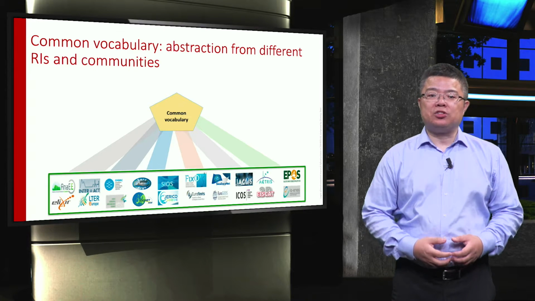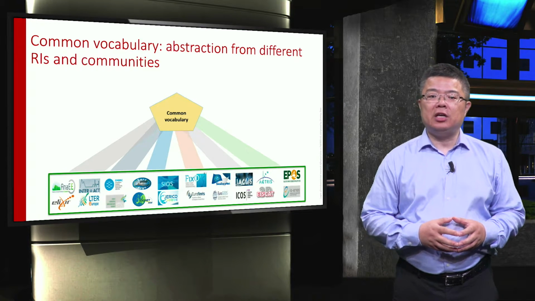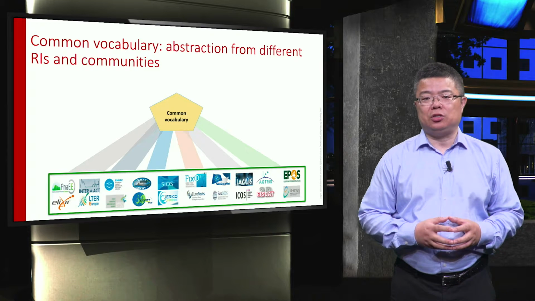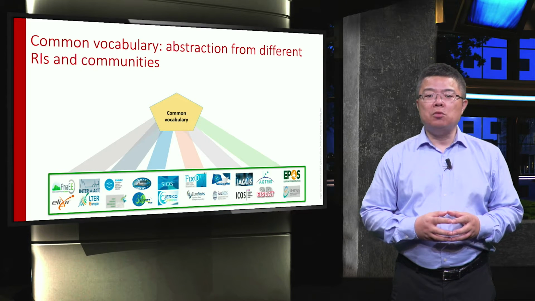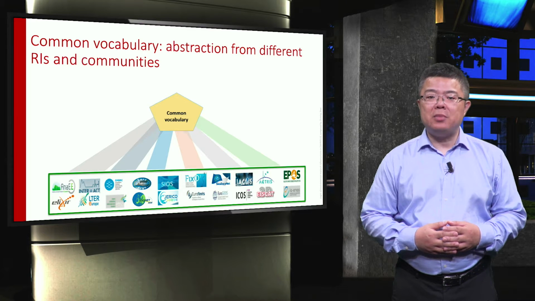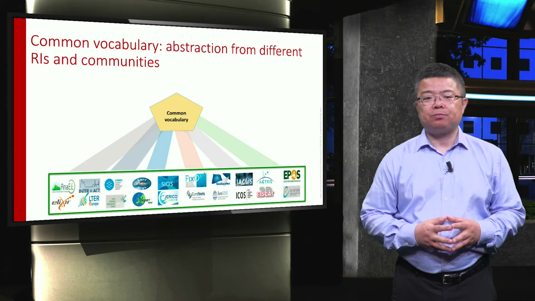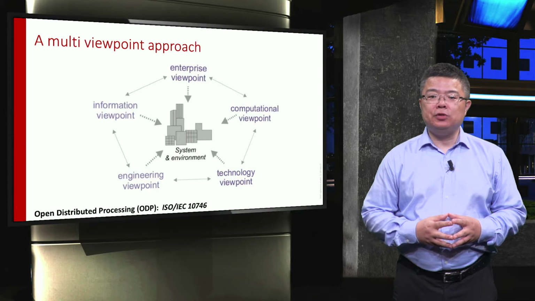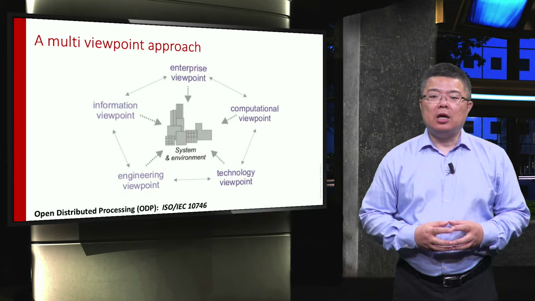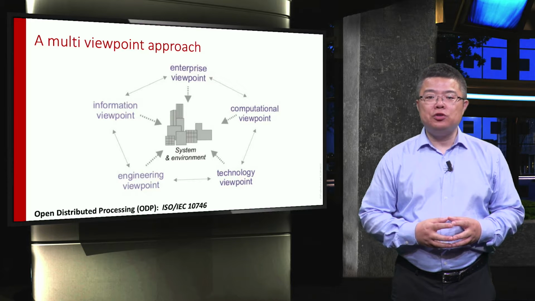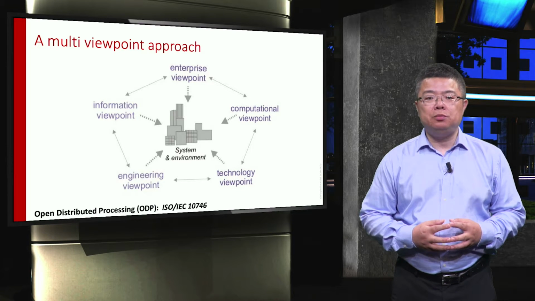The model abstracts the common characteristics identified in the cluster of the ENVRI research infrastructures and establishes common vocabularies for describing data management activities and reference infrastructure patterns. To tackle the diverse views from different stakeholders of research infrastructures, the ENVRI reference model uses a multi-view approach based on the ISO Open Distributed Processing (ODP) model.